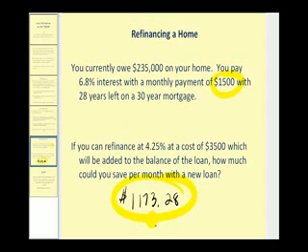The only thing we do have to consider, though, is that this new loan is going to be for 30 years versus this loan is only for 28 years. But in most cases, this refinance at a lower rate, even though we had some additional costs, is going to save a considerable amount of money each month.